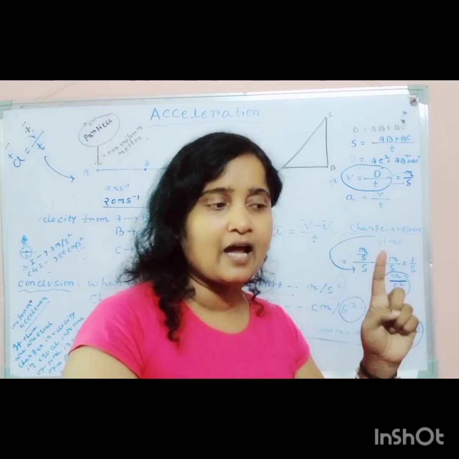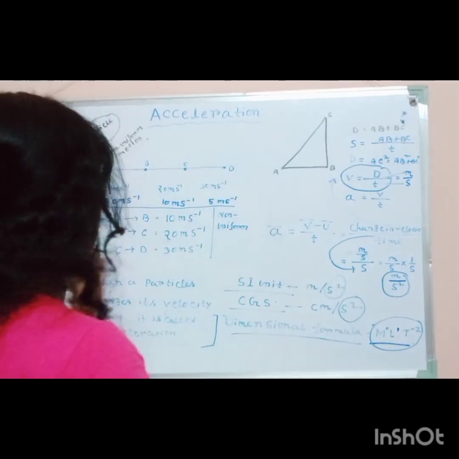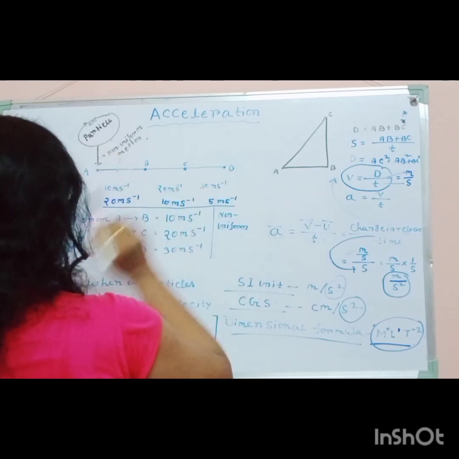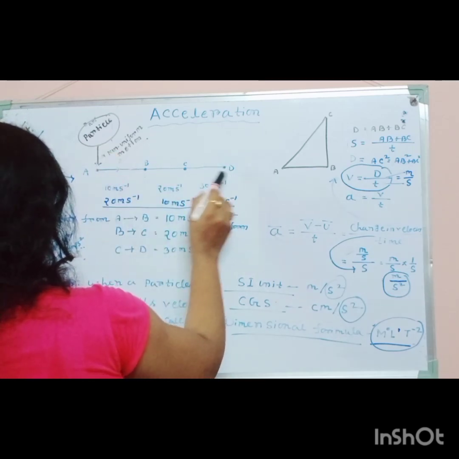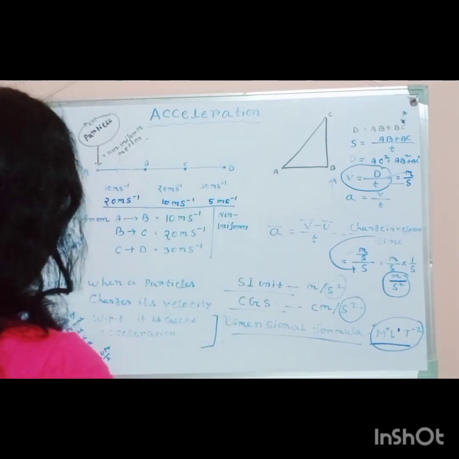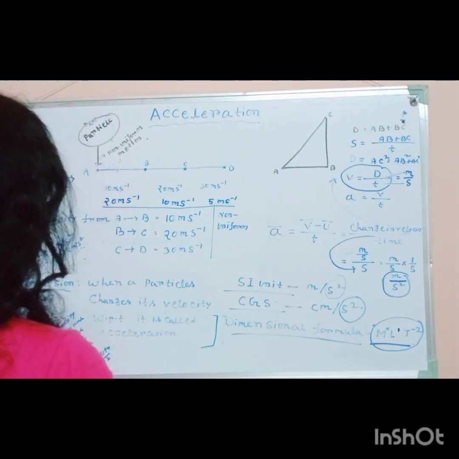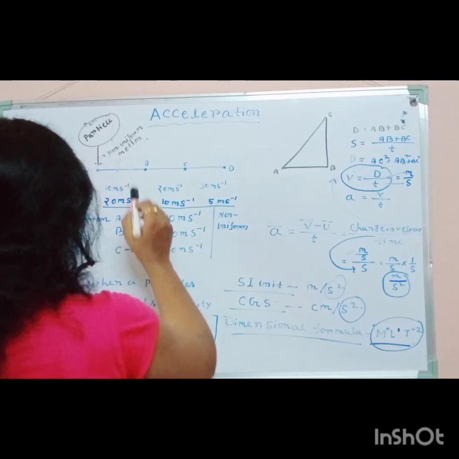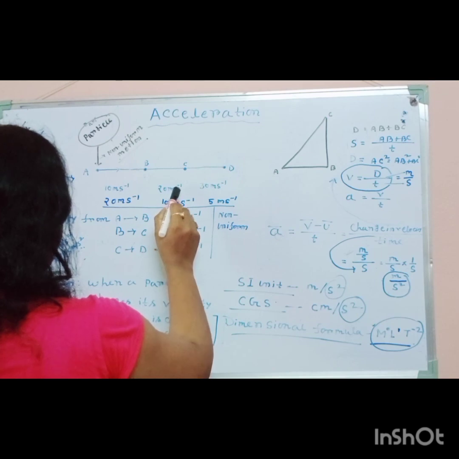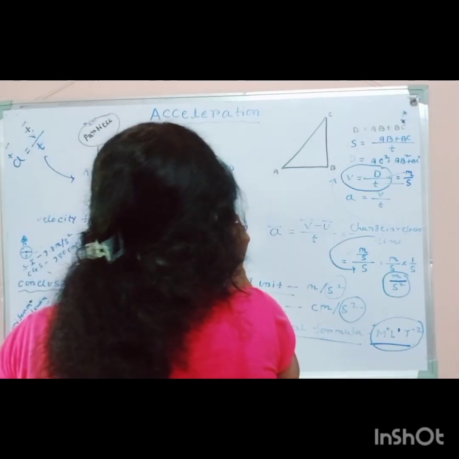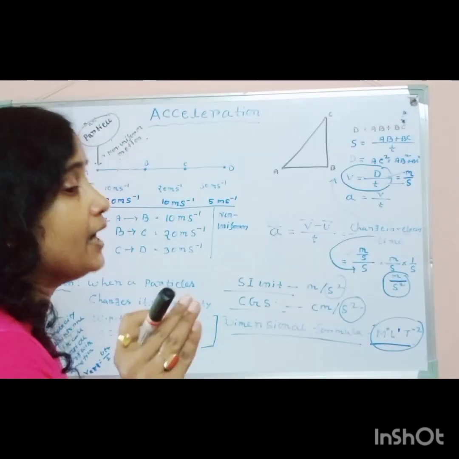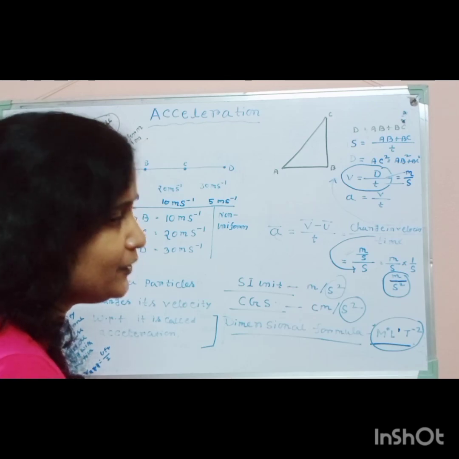To get a clear idea about acceleration, just look at the board. Students, here we can see a particle moves from point A to point D, and in this line AD we can observe different line segments AB, BC and CD, and in each line segment the velocity changes. In the first segment velocity is 10 meter per second, in the second segment 20 meter per second, and in the third segment velocity is 30 meter per second. That means velocity is variable in nature, and variable velocity is called non-uniform velocity.